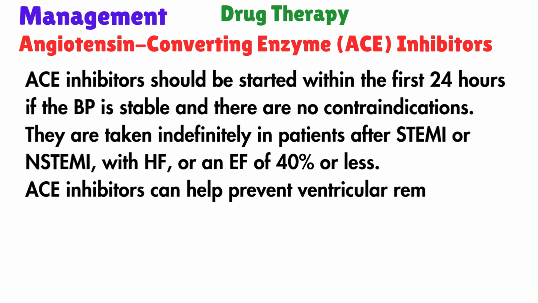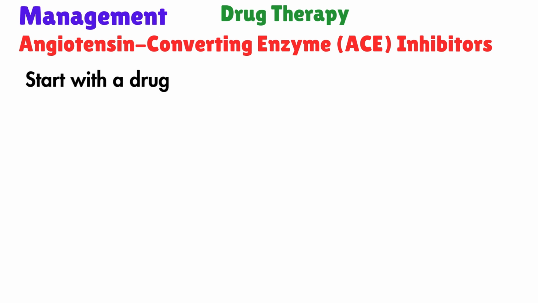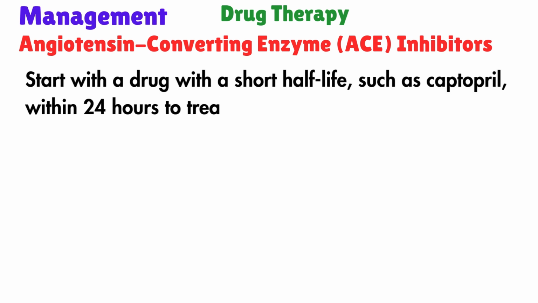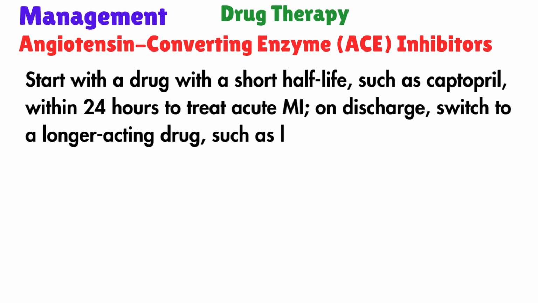ACE inhibitors can help prevent ventricular remodeling and prevent or slow the progression of heart failure. Start with a drug with a short half-life such as captopril within 24 hours to treat acute MI. On discharge, switch to a longer-acting drug such as lisinopril or enalapril.